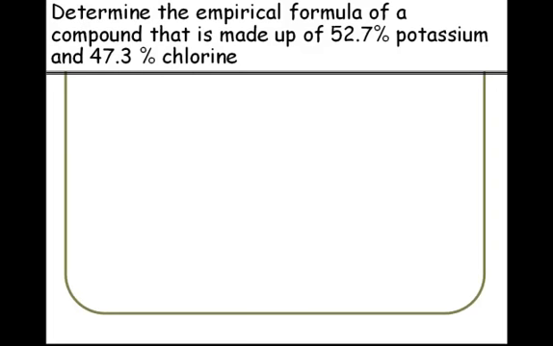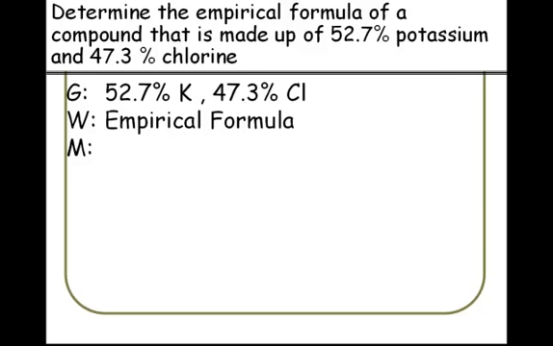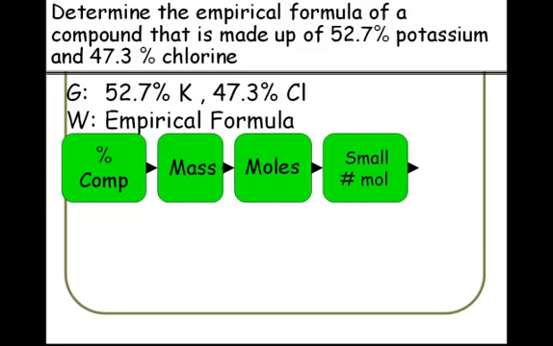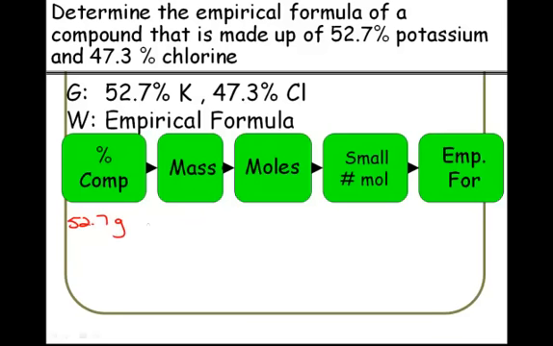Determine the empirical formula of a compound that's made up of 52.7% potassium and 47.3% chlorine. Well, we're given 52.7% of potassium and 47.3% of chlorine. So our map is going to be percent composition to mass, mass to moles. We'll divide by the smallest number of moles, and that ratio will give us our empirical formula. So 52.7 grams of potassium and 47.3 grams of chlorine.